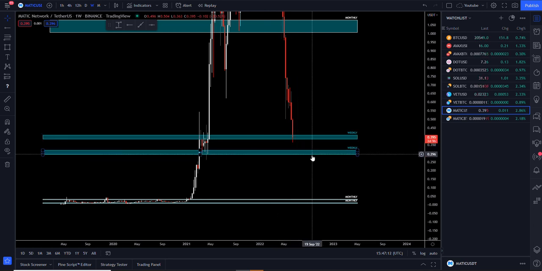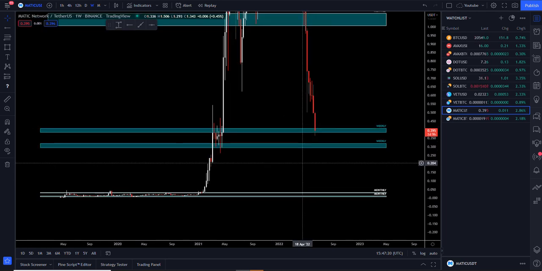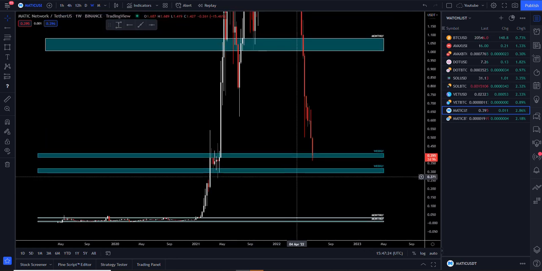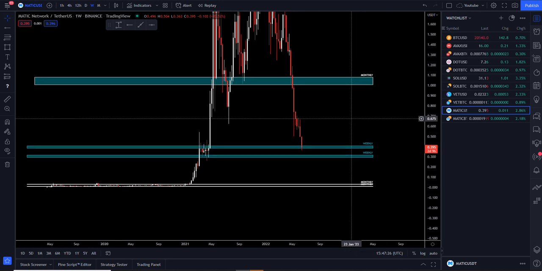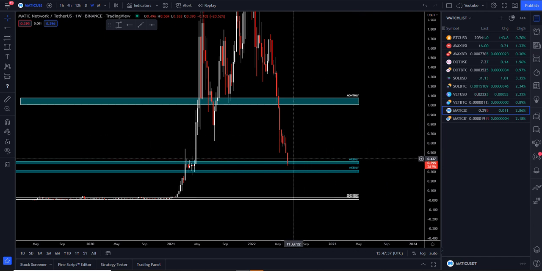If it loses this last sort of what you call it, safety net here at around between 31 and 29 cents, and breaks that, I think it goes all the way back down to single cents. I really do. So yeah, as I say at the beginning of the video, be cautious. Don't go all in thinking this 29 cents level is going to hold. I think we're very, very likely to see a bounce here from Matic.